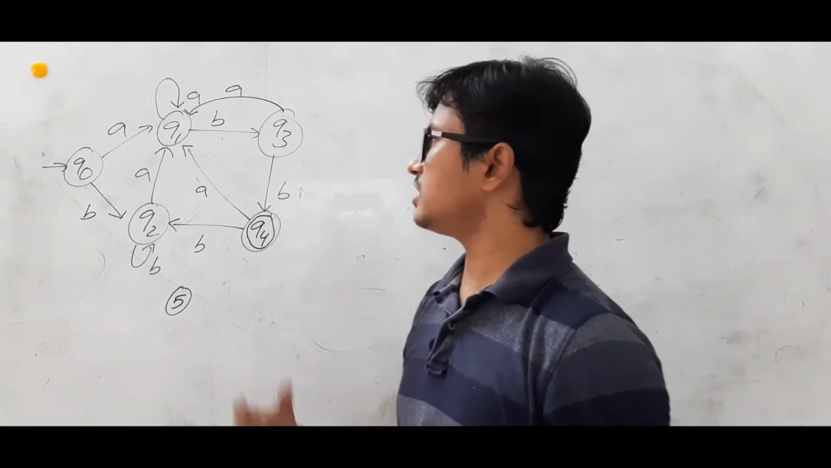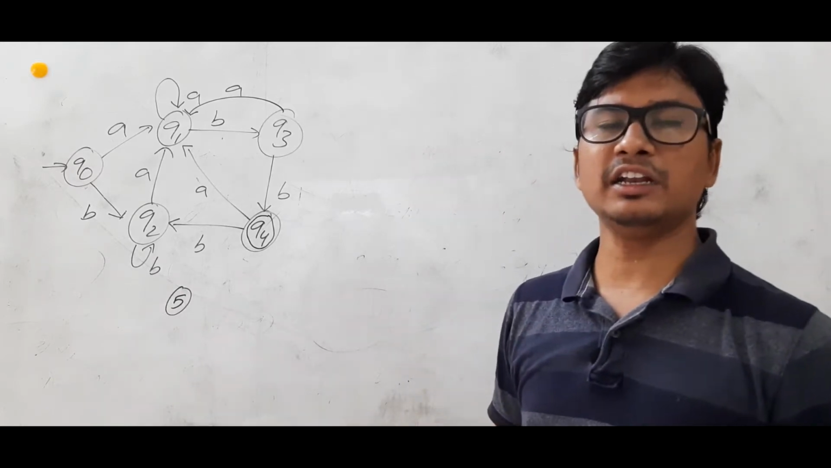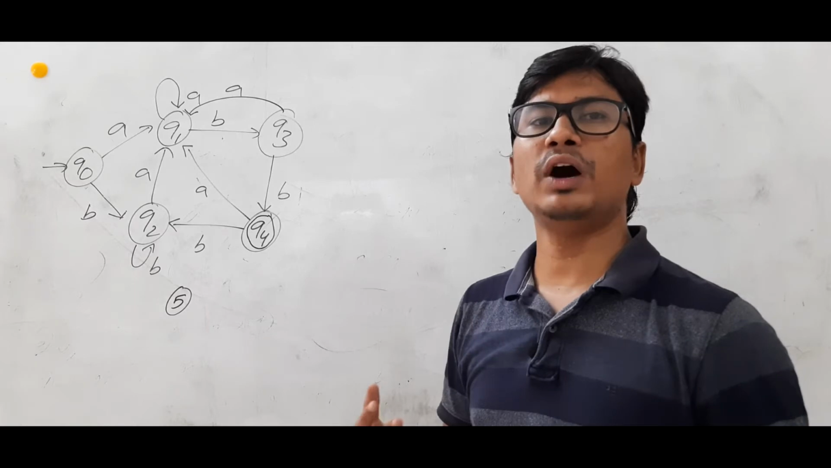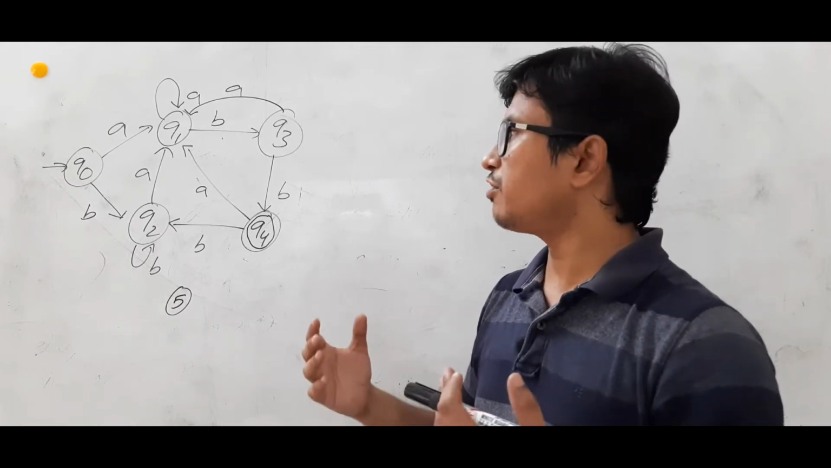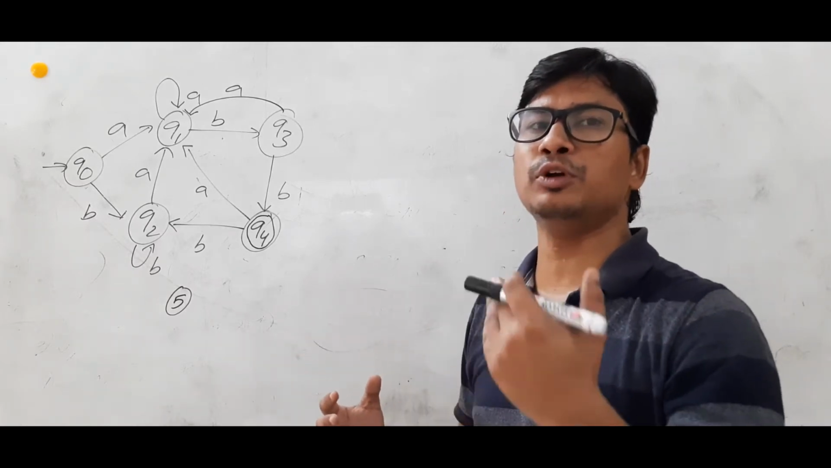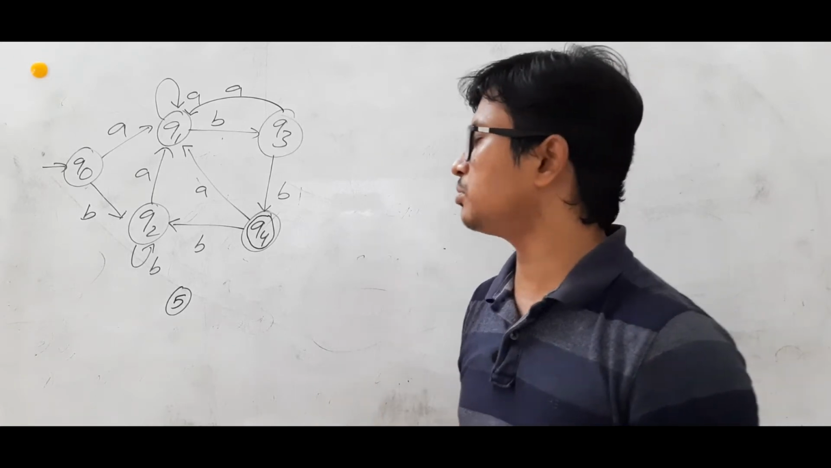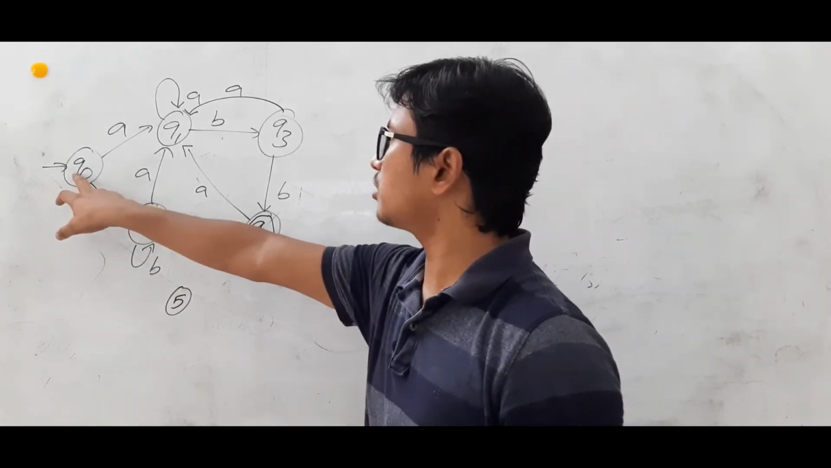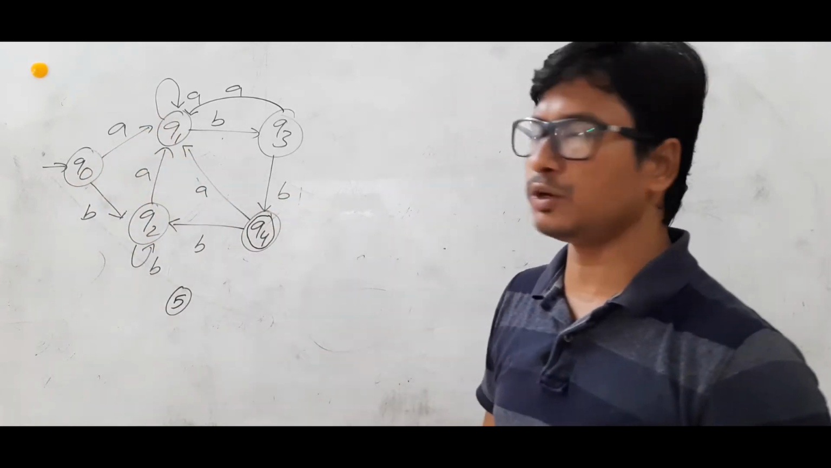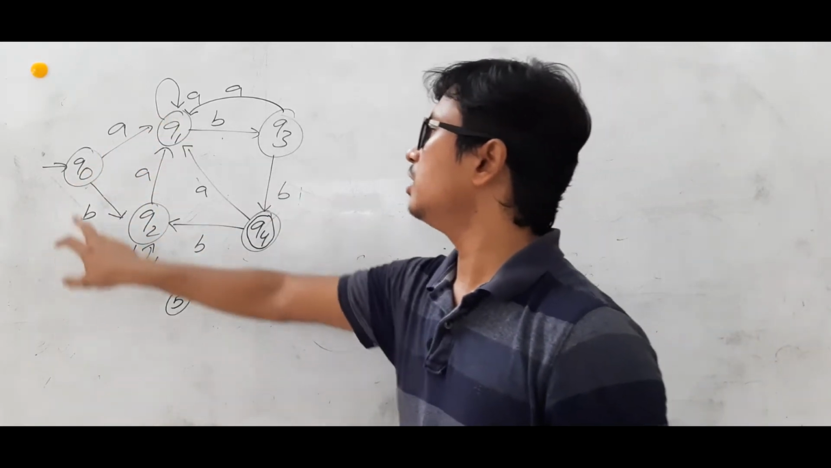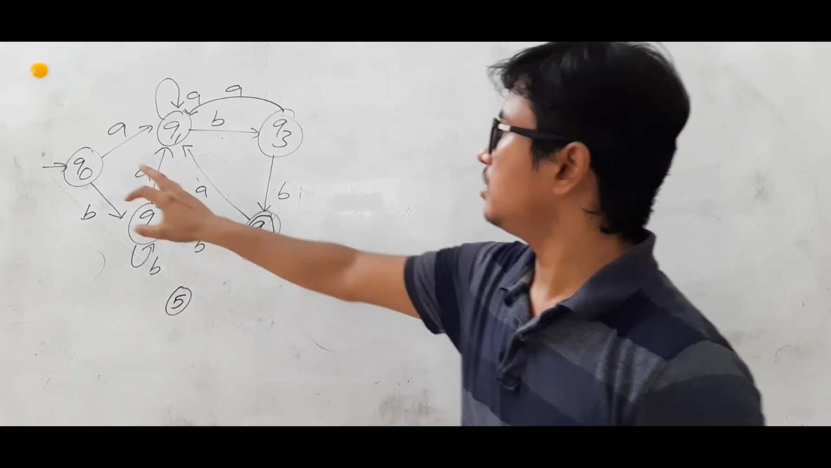Okay. Now we will see the next one, whether any unreachable states are there or not. What is meant by an unreachable state? From the initial state, if you cannot reach a state, we call it an unreachable state. Now see Q0. From Q0, can you reach Q1? Yes. So it is reachable. Q2, you can reach.